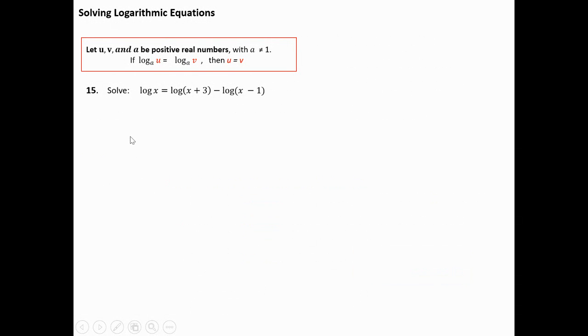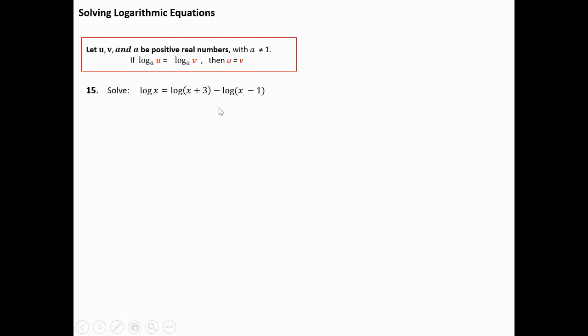Now here we're going to use another rule. Let u, v, and a be positive real numbers with a not equal to 1. If log base a of u equals log base a of v, then u will equal v. So for number 15, in order to apply this rule, we have to have a single log on both sides. We're okay on the left, but on the right, we have to convert it to a single log.